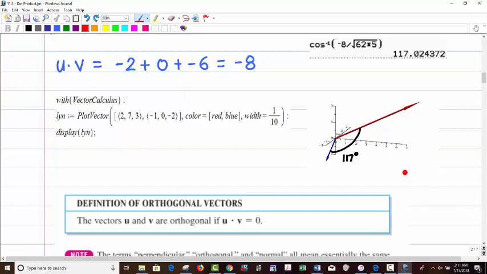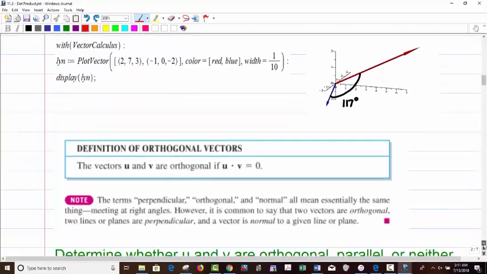Now, let's see. Definition of orthogonal.